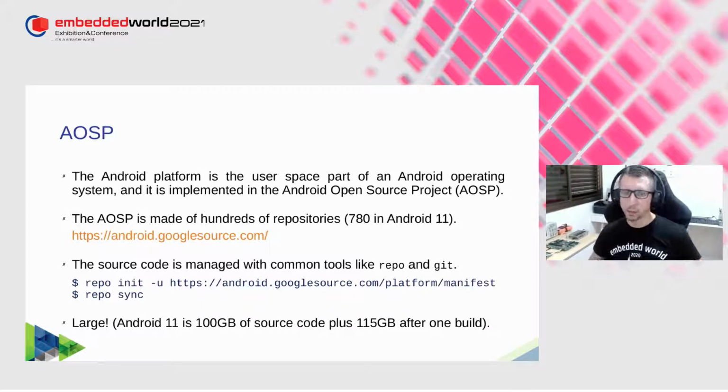And when you do that, at least for the last Android 11 version, you're going to have around 100 gigabytes of disk usage. It's really big, the source code of Android. And after the first build, you're going to double that. So you really need a lot of disk to work with Android.